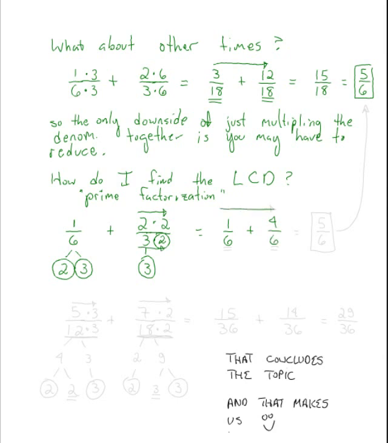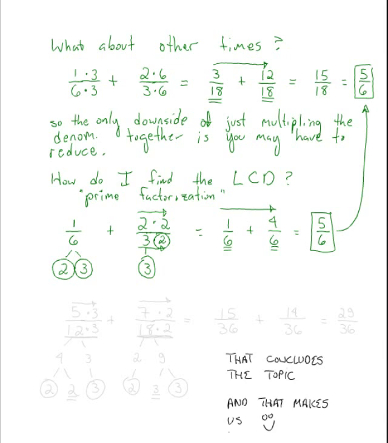And so now we add our numerators to get 5. And we keep our denominator the same to get 6. And that's the answer we had above after we reduced. So prime factorization is one method of finding the least common denominator. And it's kind of helpful.